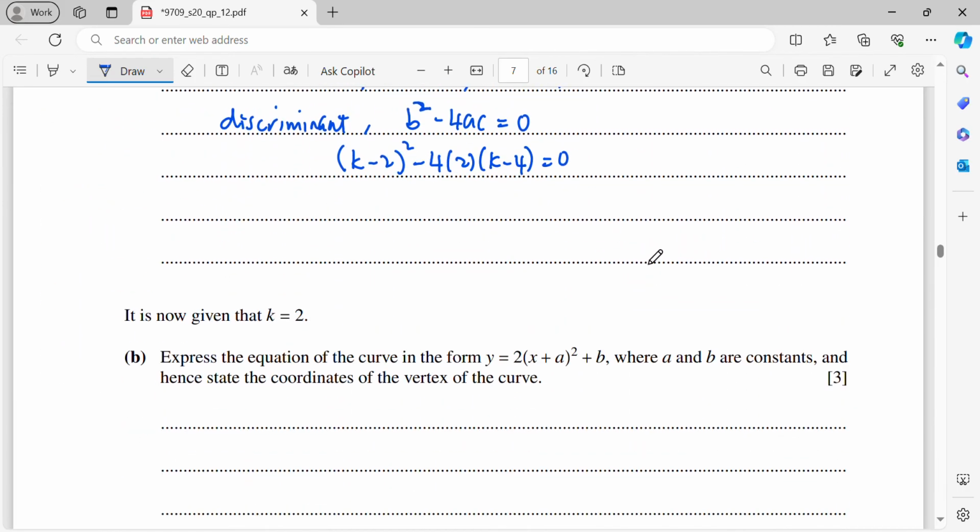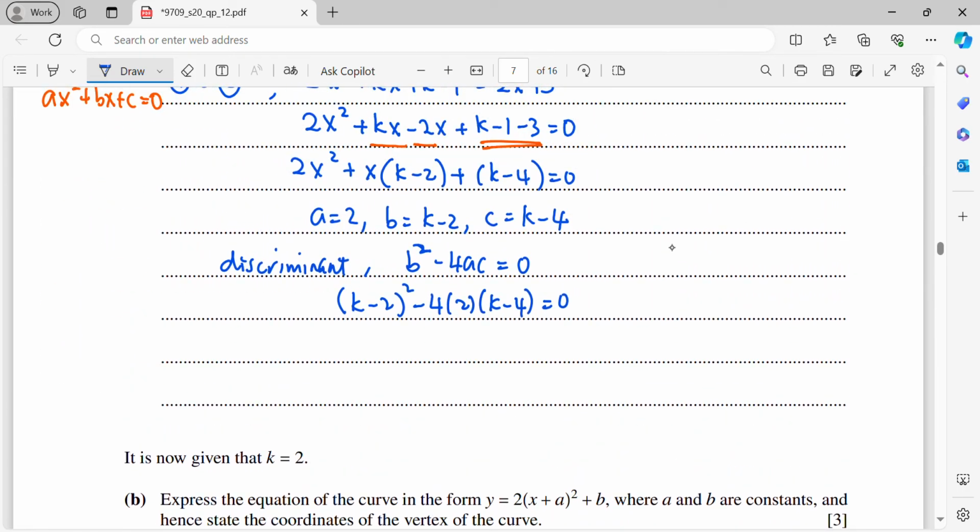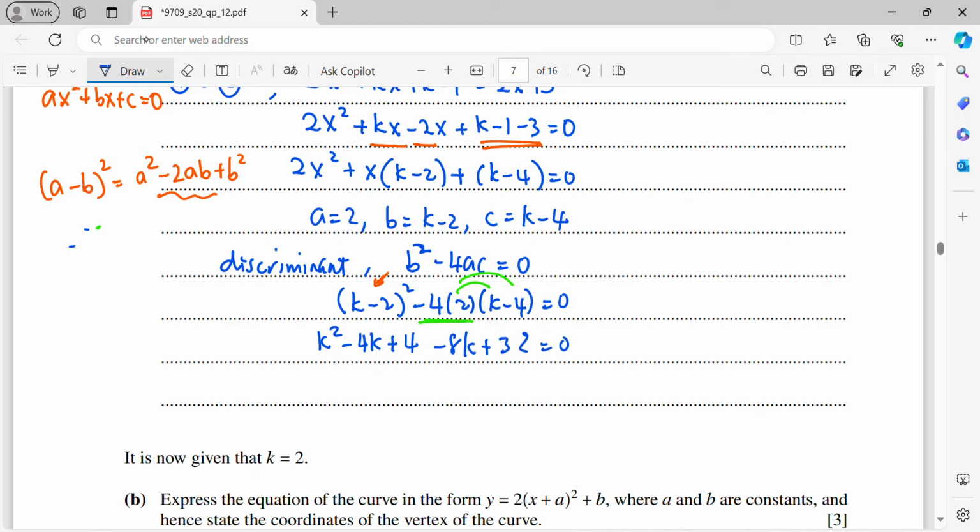Therefore, now I need to expand this quadratic. So a minus b squared, using the quadratic formula, it will be a squared minus 2ab plus b squared. Use this to expand square of k minus 2. That is going to be k squared minus 4k plus 4. Okay, and then now this is minus 8. So you multiply with k and multiply with minus 4. That will be minus 8k plus 32 equals to 0.